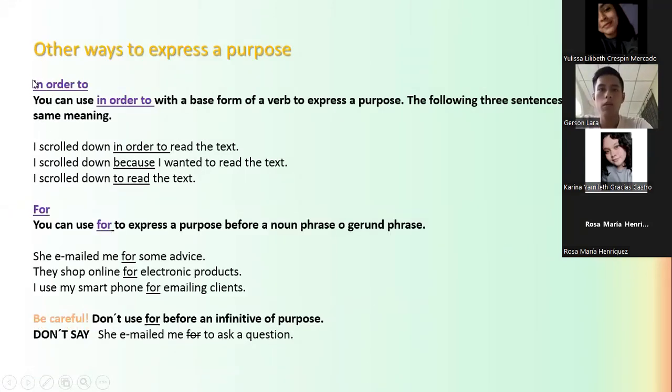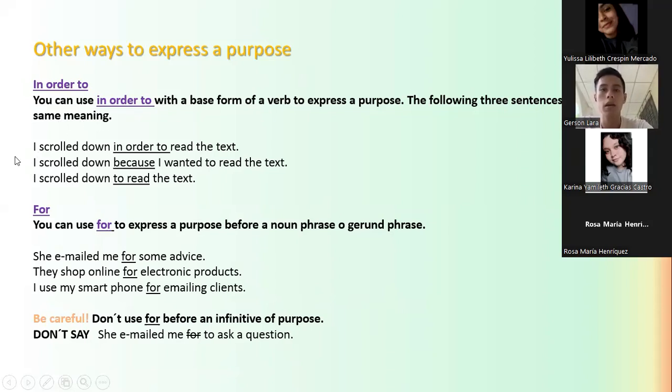Well, to continue with the topic, there are other ways to express a purpose. Well, we have in order to. You can use in order to with the base form of a verb to express a purpose. The following three sentences have the same meaning. So we have those examples.